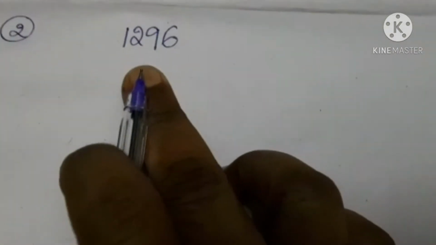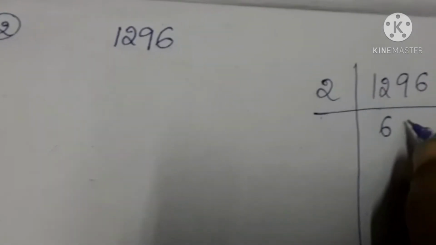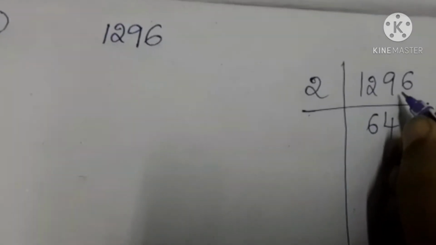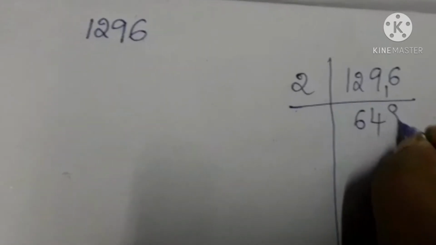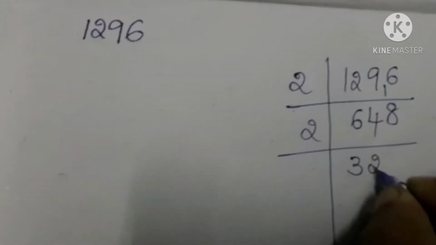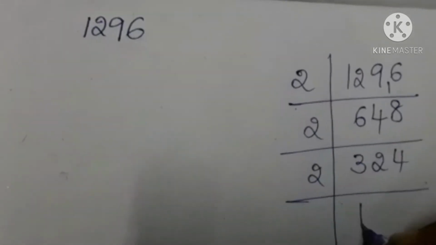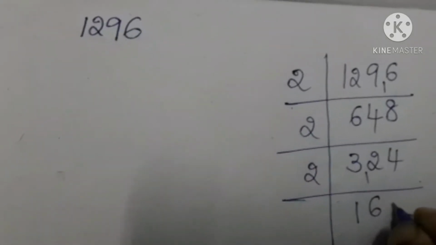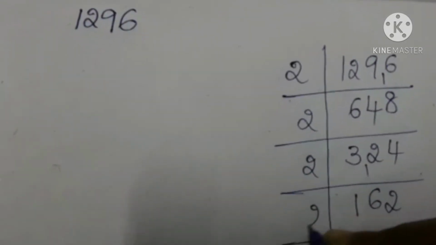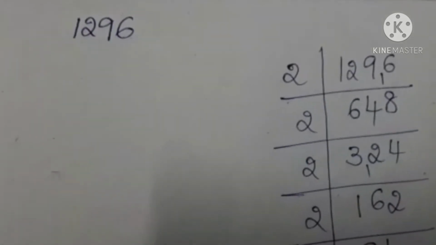Second one, 1296. First you take the prime number 2. Now 2 6s are 12. 2 4s are 8. Carry 1. 2 8s are 16. Now 2 3s are 6. 2 2s are 4. 2 4s are 8. 2 1s are 2. 2 6s are 12. 2 2s are 4. 2 8s are 16. 2 1s are 2.